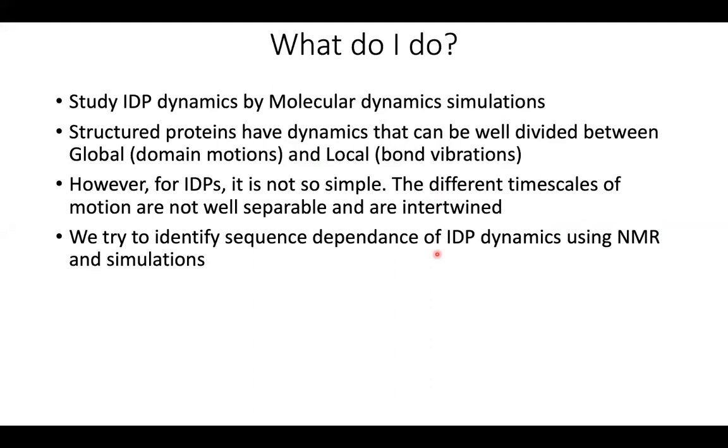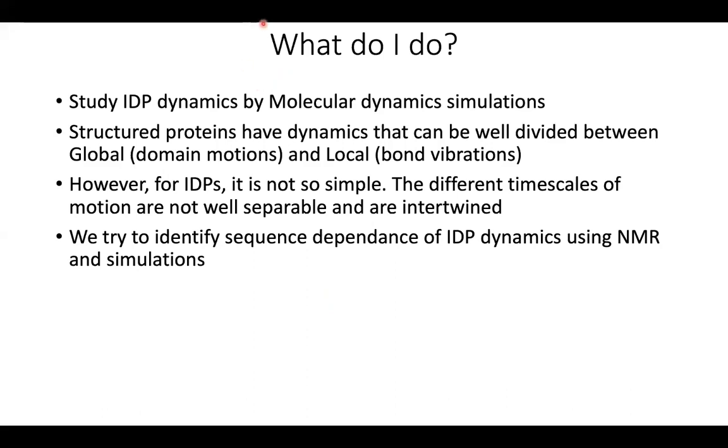And then we use NMR to see how we can use the simulations with NMR to understand the dynamical scales of these IDPs. We try to identify if some amino acid in a disordered protein is moving too fast, or if something is moving too slow, something like that.